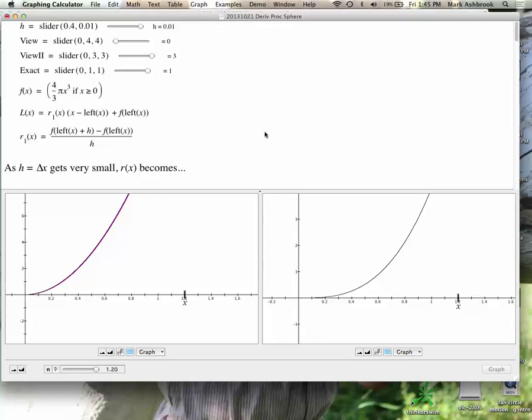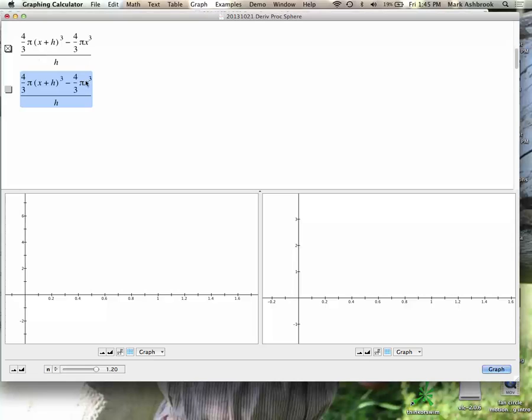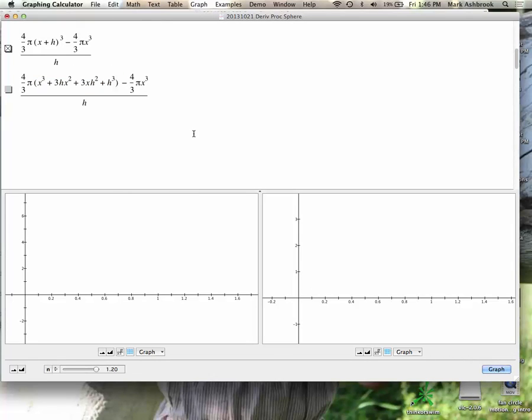Let me show you how a graphing calculator can help us do this, but only because we're already experts at algebra that we can use it. Is this what we just came up with? Yeah. So watch, I can grab onto that x plus h cubed right there, and I can say math, expand. That's magic.